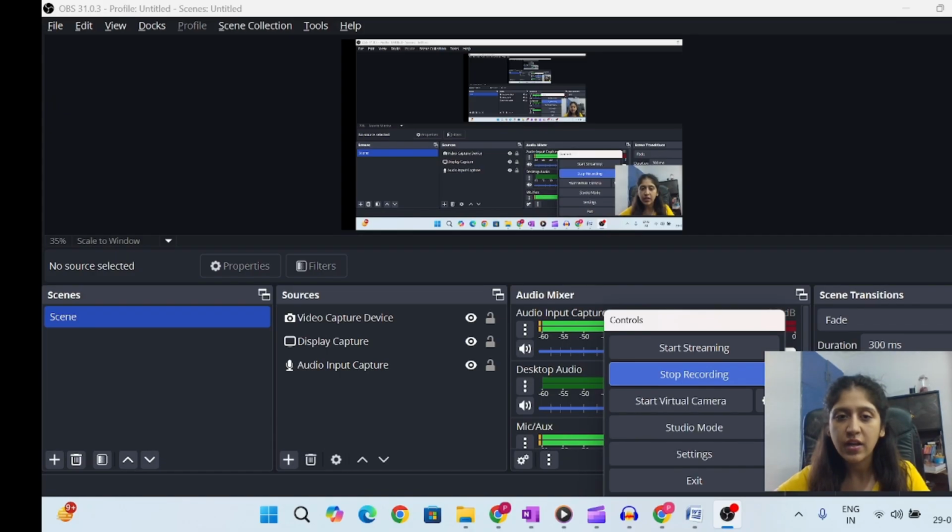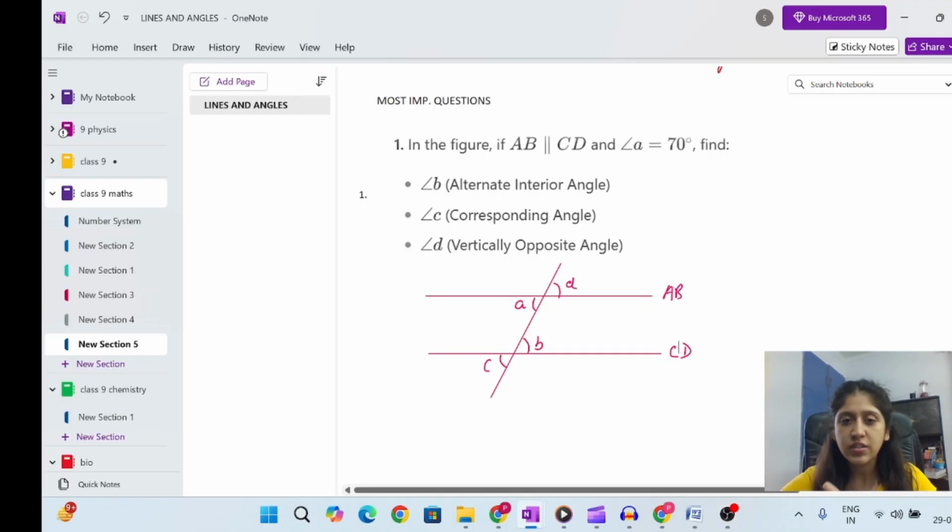So for today we are gonna start with lines and angles. I had completed lines and angles. So for today what we are gonna cover is very important questions on lines and angles, and this would be the last lecture on lines and angles.